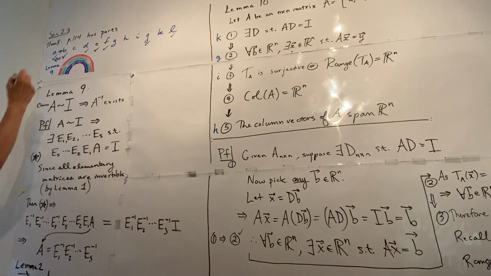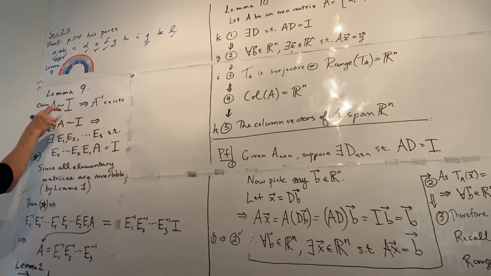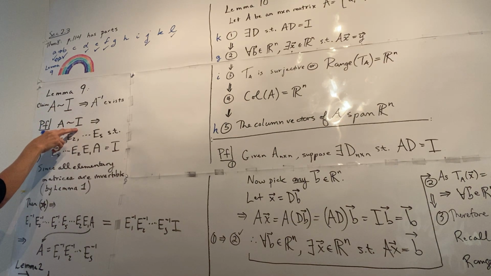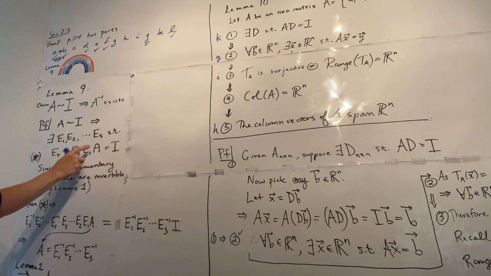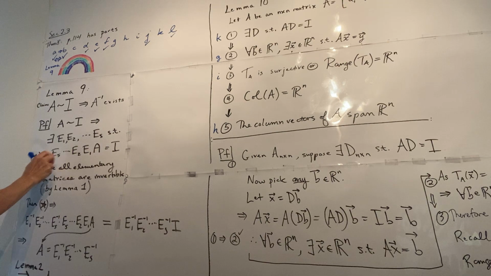Well, here's the proof. It uses this nice little property that we developed in our other lemmas, which is why we had the other lemmas, that if we start with A is row equivalent to the identity, remember what that means. That means there's some elementary matrices such that if you keep multiplying A on the left by the elementary matrices, you're going to get the identity matrix.